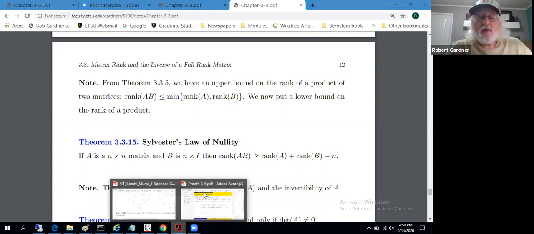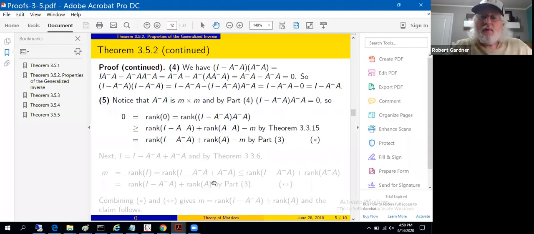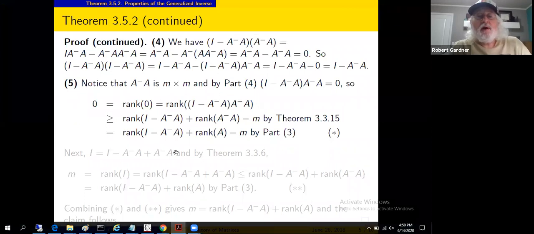Okay, back to the notes. We've got a square matrix, an M by M matrix. See, they're both M by M matrices. So rank of the product is greater than or equal to rank of the first one in that product plus rank of the second one in that product minus M, the dimension of the square matrix. Right. So theorem 3.3.15 gives us that inequality.